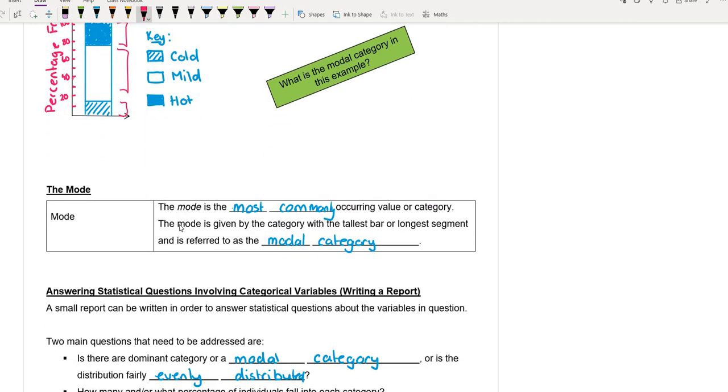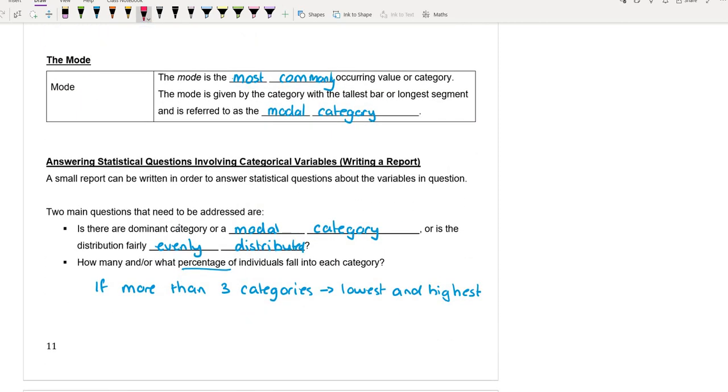And next we're looking at the mode. You may remember mode is what is most common in the data that we're dealing with. We can also refer to this as a modal category. That also just means the most common category.